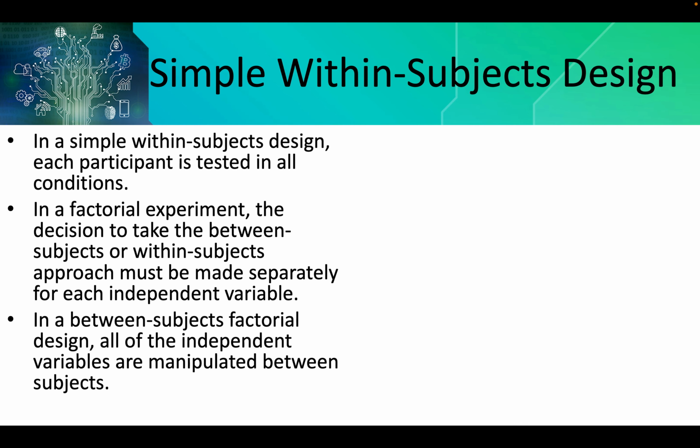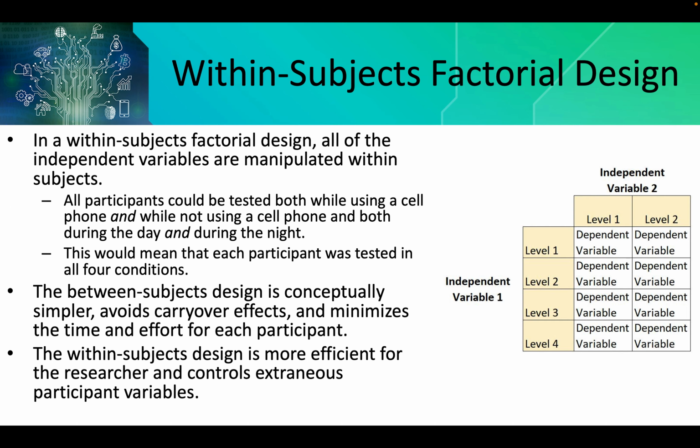In a simple within subjects design, each participant is tested in all conditions. In a factorial experiment, the decision to take the between subjects or within subjects approach must be made separately for each independent variable. In a between subjects factorial design, all of the independent variables are manipulated between subjects. There you go. That's how many is that? 8. A 4 by 2. In a within subjects factorial design, all of the independent variables are manipulated within subjects.